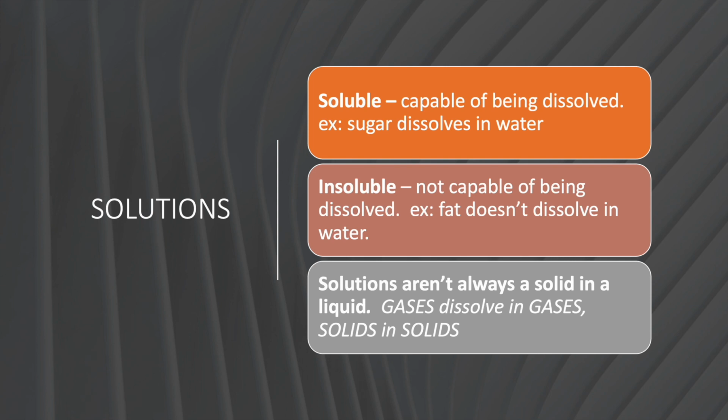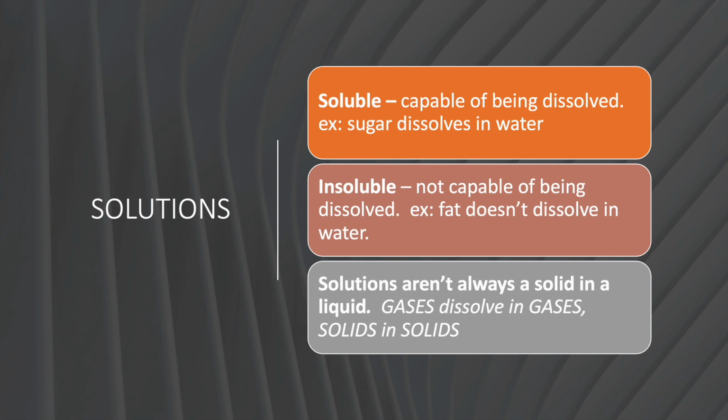Solutions have some important words that can get really confusing because they sound similar, so I want to make sure we go over those. Soluble means that something is capable of being dissolved. So, for example, sugar is soluble in water, which means sugar can dissolve in water. Insoluble means that things are not capable of being dissolved. For example, fat or oil does not dissolve in water. Sand does not dissolve in water.